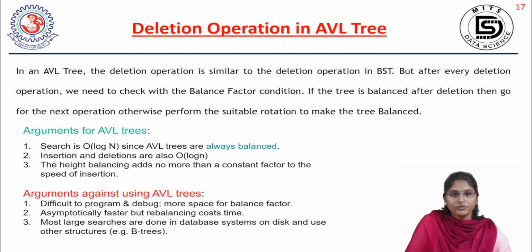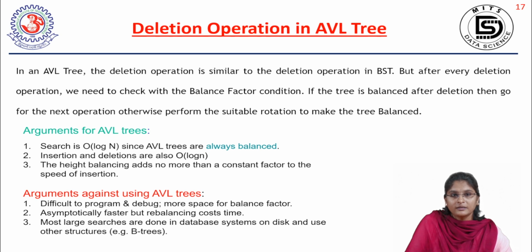Arguments for AVL trees: search is order of log n, since AVL trees are always balanced. Insertion and deletion are also order of log n. Balancing the height adds no more than a constant factor to the speed of insertion.